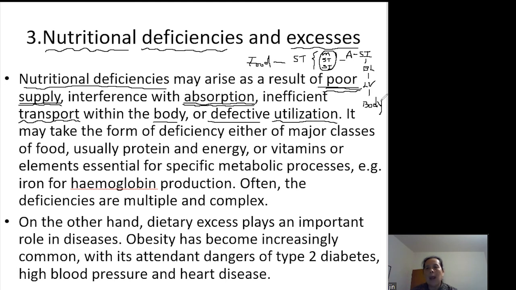So if any part in here has some disorder, the body will not get enough nutrition. So that's basically what we're talking about with deficiency.